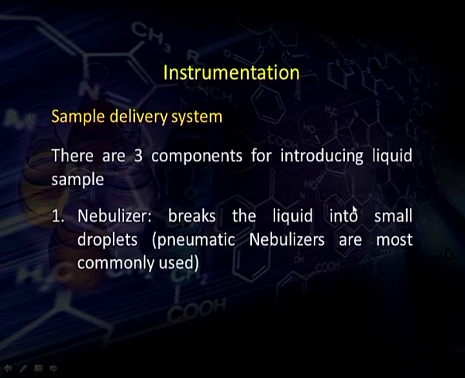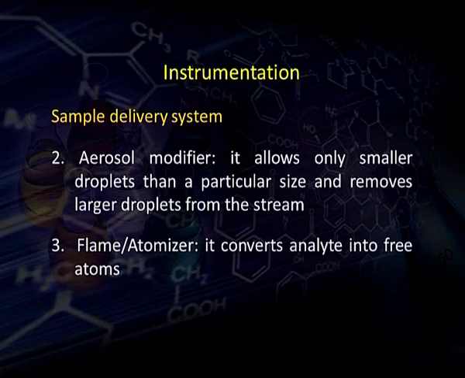First is the sample delivery system. This is the first component of the instrumentation part. There are three components for introducing liquid sample. First is the nebulizer. A nebulizer breaks the liquid into small droplets. We have different types of nebulizer, among them pneumatic nebulizers are the most commonly used. We have then the aerosol modifier. It allows only droplets smaller than a particular size and removes the larger droplets from the stream. Then we have the flame or atomizer. It converts analyte into free atoms.